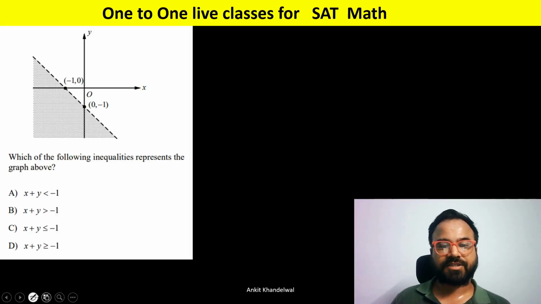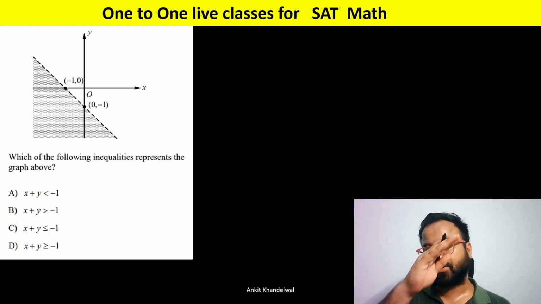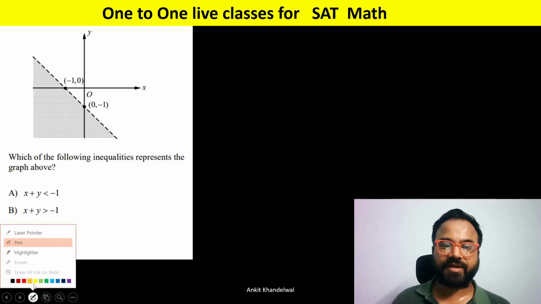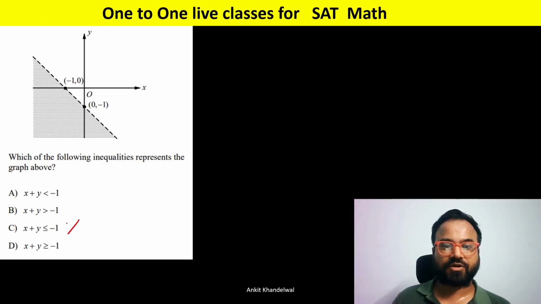And this question says, if this is the inequality over here, which of the following inequalities represent the graph above? So the graph is given, we have to check which one is working. If you look at this, it is a dotted line. So in the dotted line we can clearly say the equality will not be there. So option C and option D are false. Now either it is A or B.